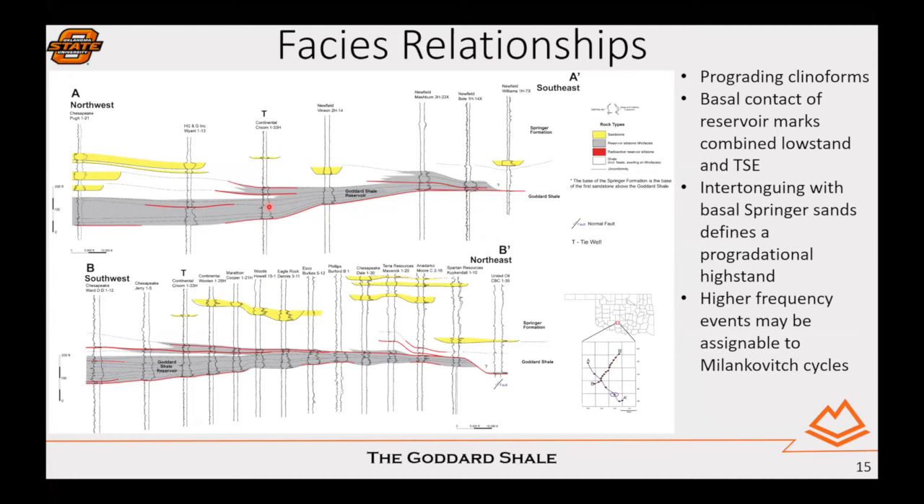And then something else I want to point out is in cross section B to B prime, it's running more along dip. We don't see the same relationship between the Springer sands and the reservoir that we do in the more along strike cross section. So maybe the sediment is coming in more along strike than dip, but there could be a disconformity in here. There are different hypotheses.